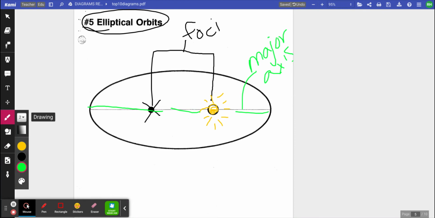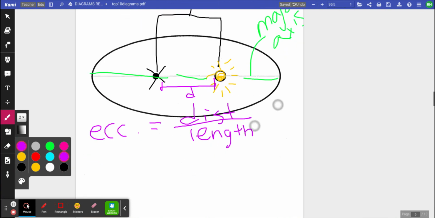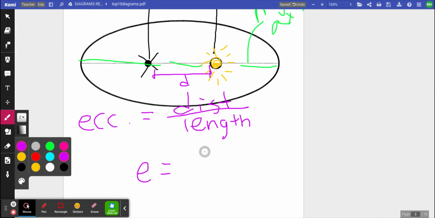And we are also ready to talk about the equation. So the equation for eccentricity is the distance between the foci, which is this distance, divided by the length of the major axis. This is often written as lowercase e equals lowercase d over l, where d is in purple up there, and this is the length there, the length of the major axis.